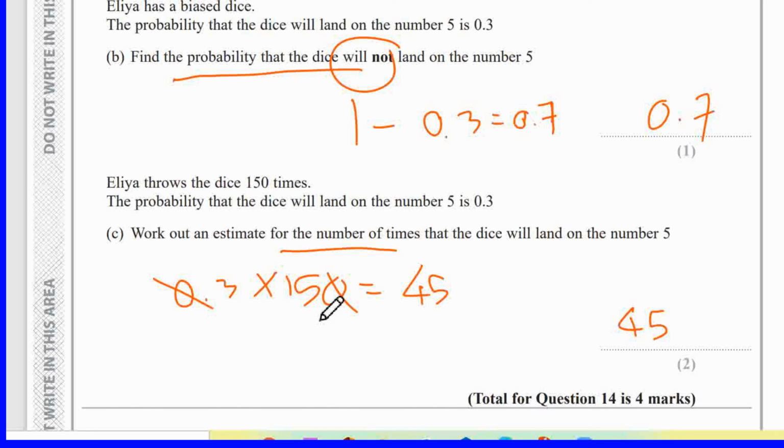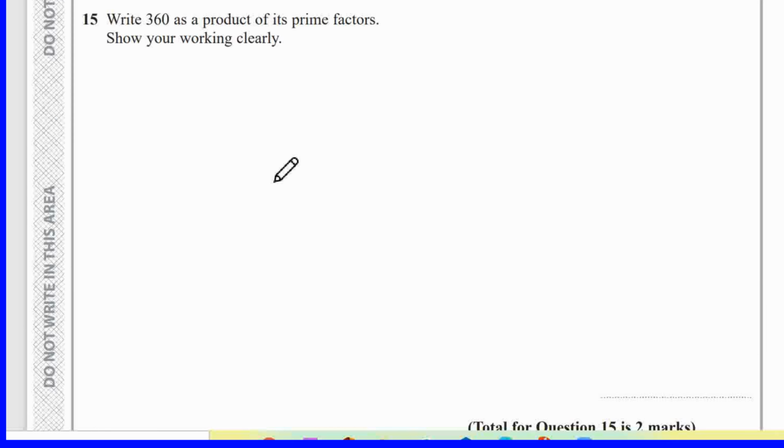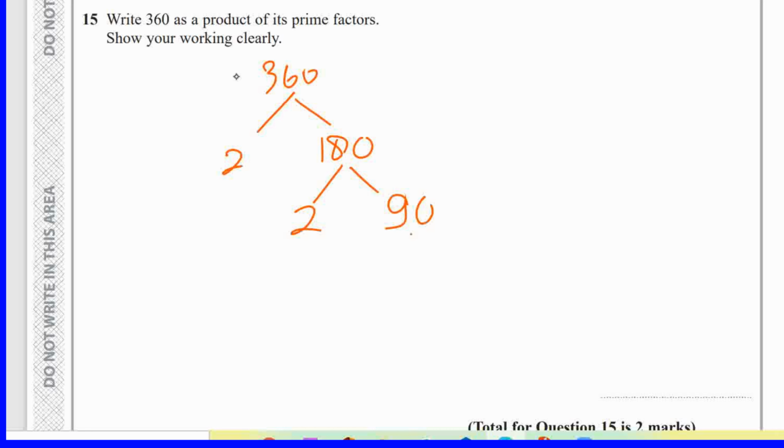That will be the answer. Number 15, write 360 as a product of its prime factors. So you're working clearly, so we factorize this one, start from 2. We always start from 2, that will be easier work. 180 divided by 2 is 90. 90 divided by 2 is 45.